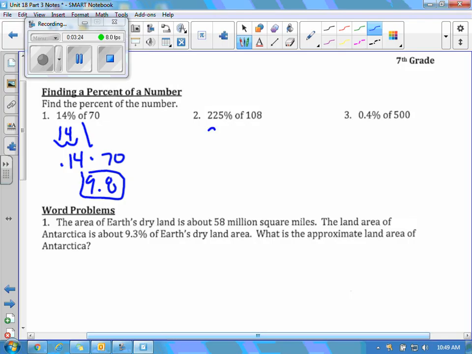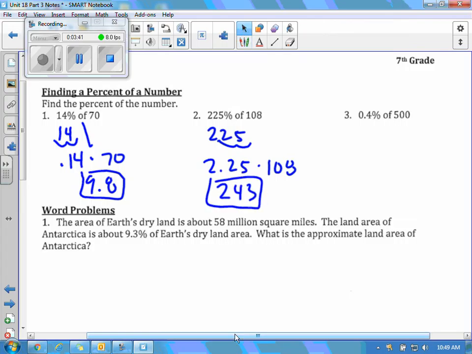I have 225%, so I'm going to drop the percent sign, move the decimal to the left, and I'll have 2.25. Of means multiply, so I'm multiplying by 108. Multiply those together, I'll get 234. Number 3, I'll leave for you guys to try. Again, just turn that percent into a decimal, and then multiply.